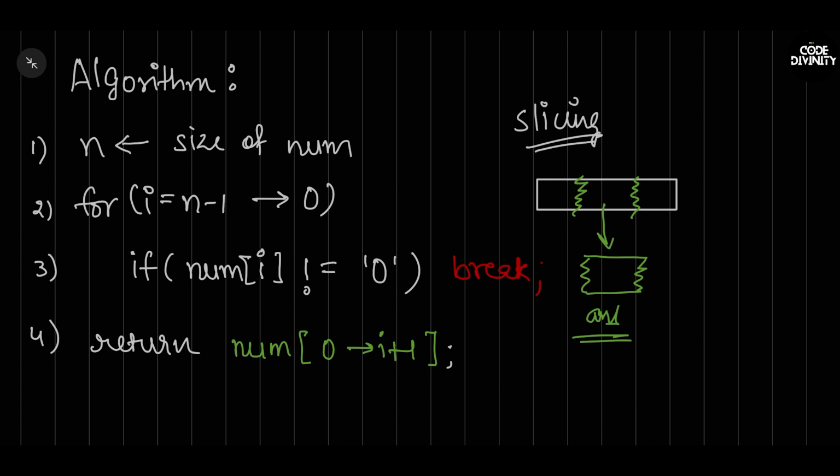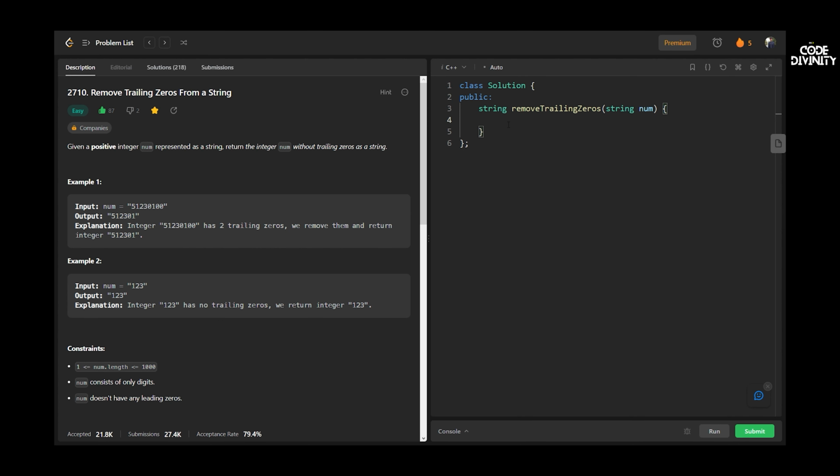Now let's code this solution on LeetCode. So this is the problem on LeetCode. Remove trailing zeros from a string. This is an easy level problem. Now let's read the problem statement. It says that given a positive integer num represented as a string. So we will be given a positive integer in the form of string as an input, and we have to return the integer without trailing zeros as a string. So we have to give back a string, but this string will not contain any trailing zeros. We have discussed already what the trailing zeros are. They are the zeros which are occurring at the end of an integer.